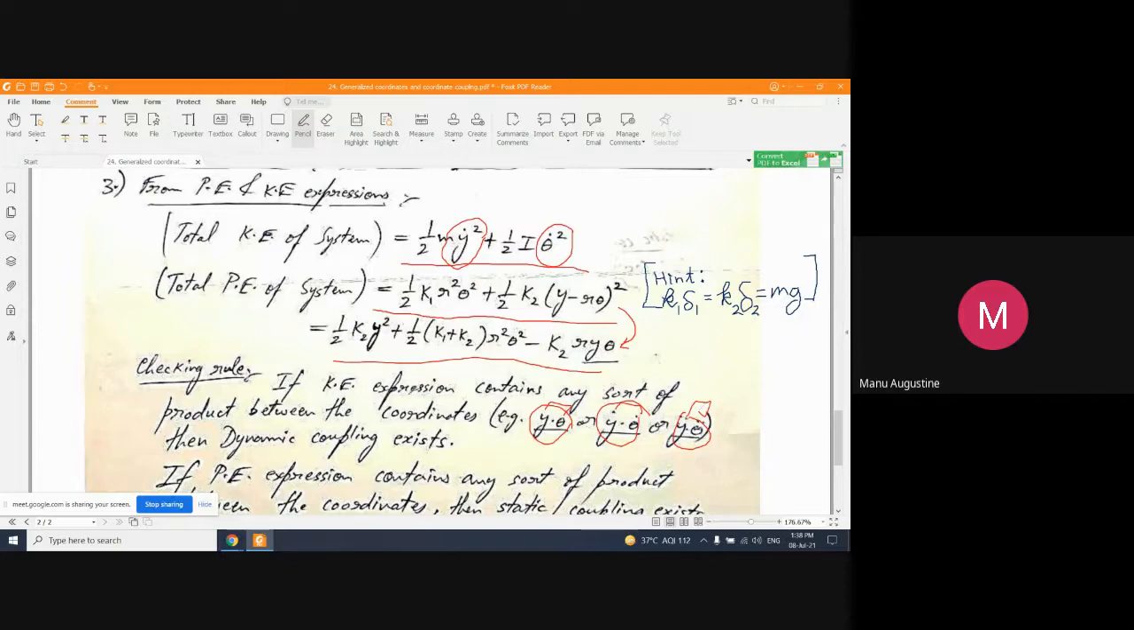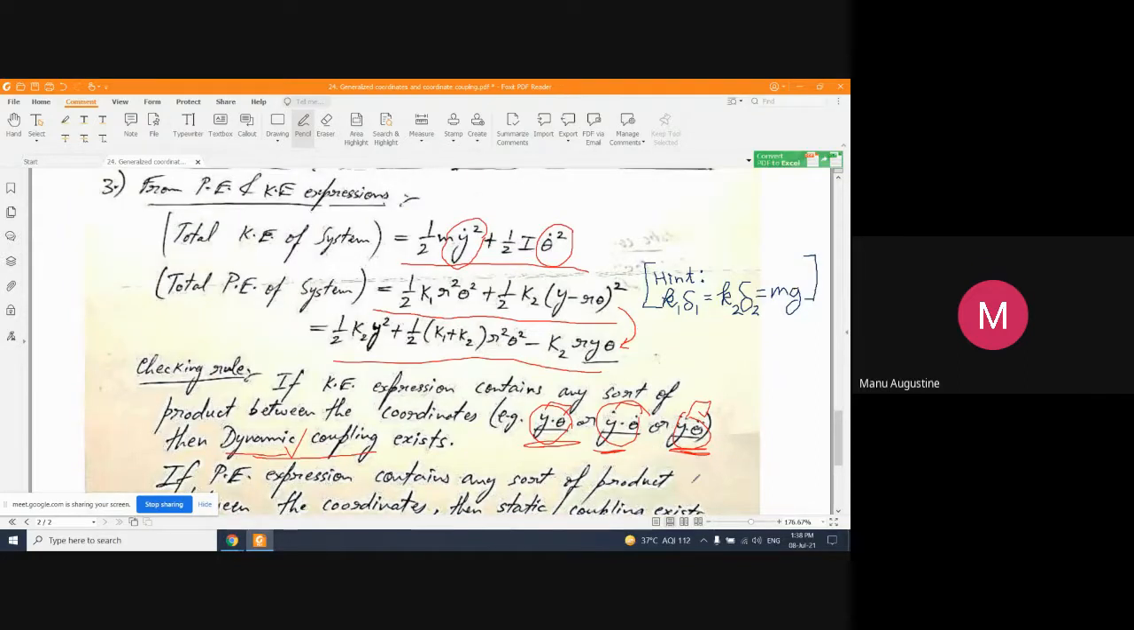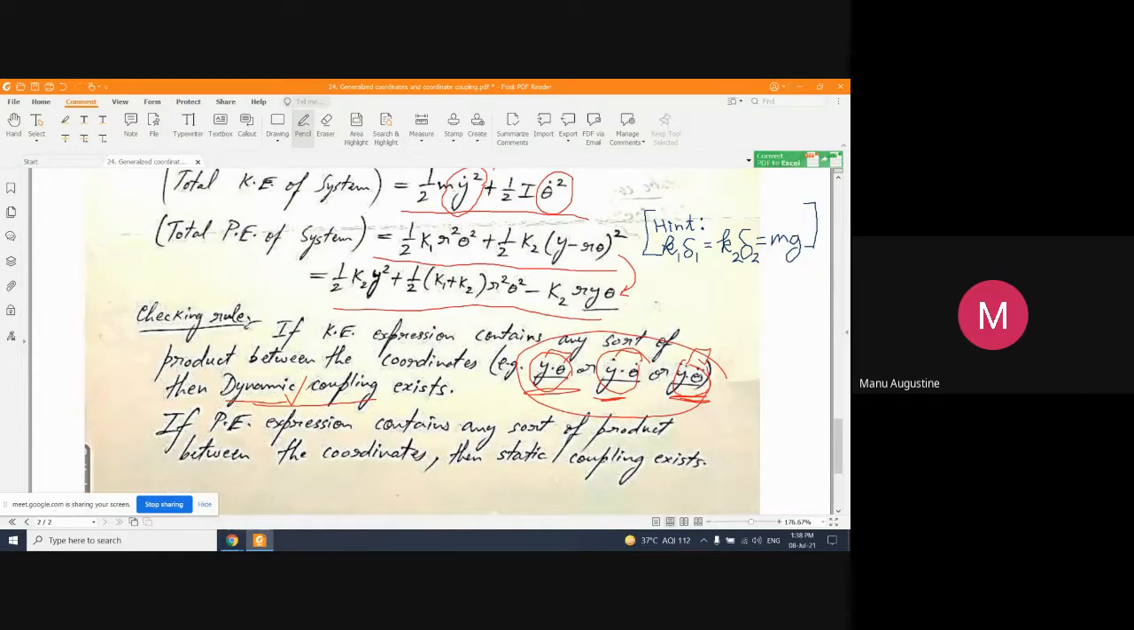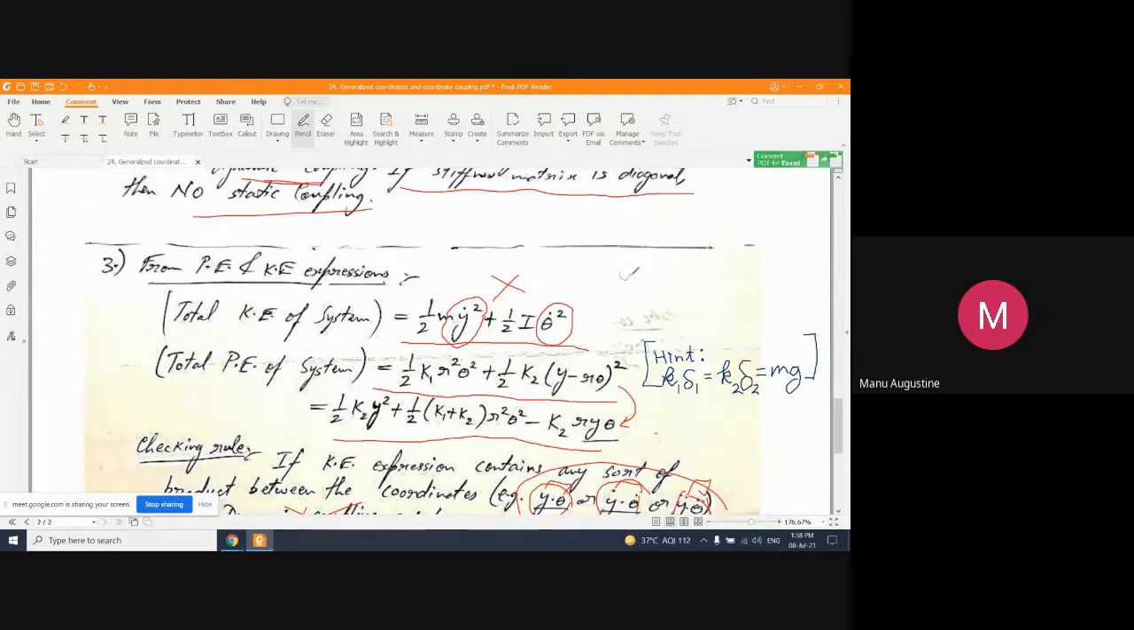And if this is not there, then dynamic coupling does not exist. So the rule says that if such marriages occur in your expression, dynamic coupling exists. And since such combinations are not present in my kinetic energy expression, I say that dynamic coupling is not present in my coordinate system y theta, or the set of generalized coordinates y and theta are not dynamically coupled.